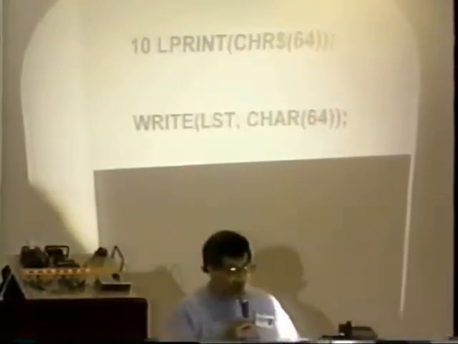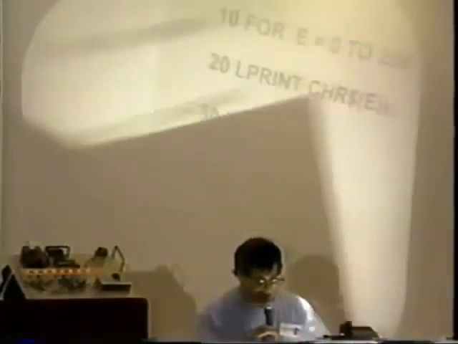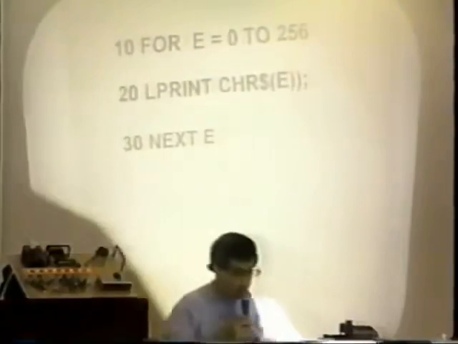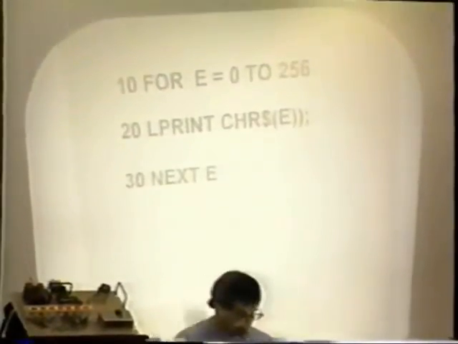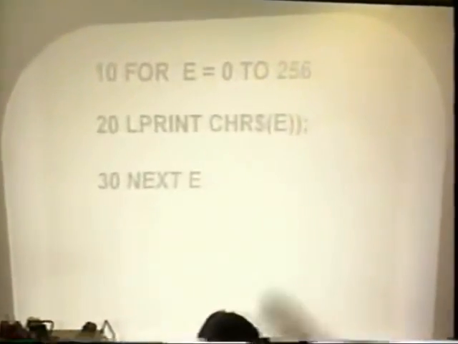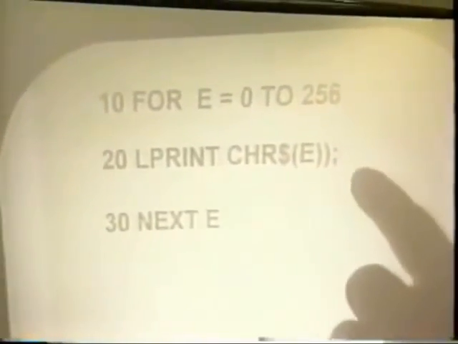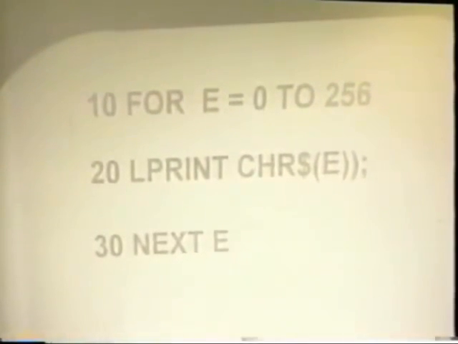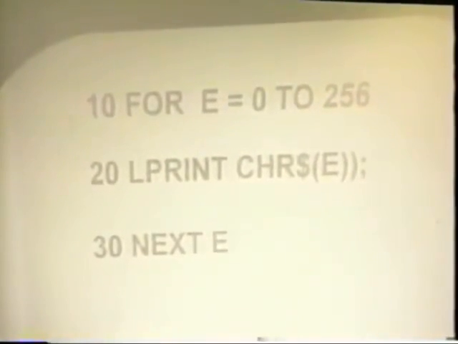Now, instead of just sending one line of code, I want to send every combination. Remember that? So what I'm going to do is say for E equals 0 to 256, LPrint character E, wait, then do the next number. Now, that's what's on the screen right now.